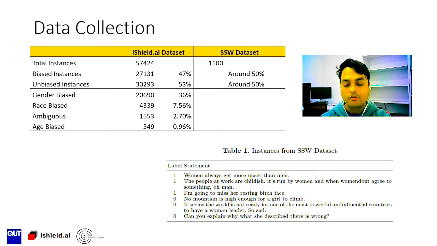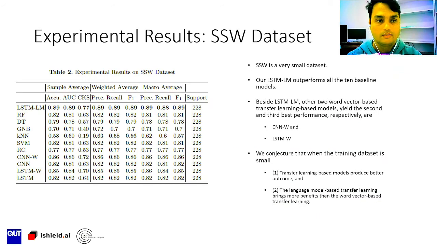Table 1 shows some examples from the SSW dataset. Table 2 shows experimental results from the SSW dataset. We saw that SSW is a very small dataset, and our LSTM model performs significantly better than all the 10 baseline models in this dataset.